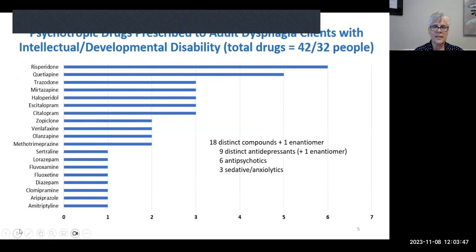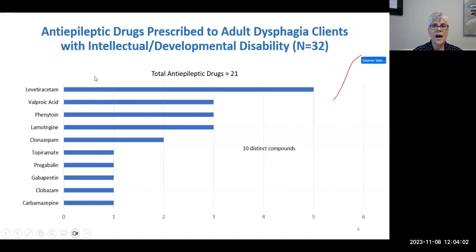And we can see from this slide that for 32 people, there were 42 prescriptions for psychotropic medications, comprising 18 distinctly different compounds with one enantiomer. I also looked at the antiepileptic drugs prescribed to our clients, and we see here that for 32 people, there were a total of 21 prescriptions for antiepileptic drugs, with 10 distinct compounds represented.